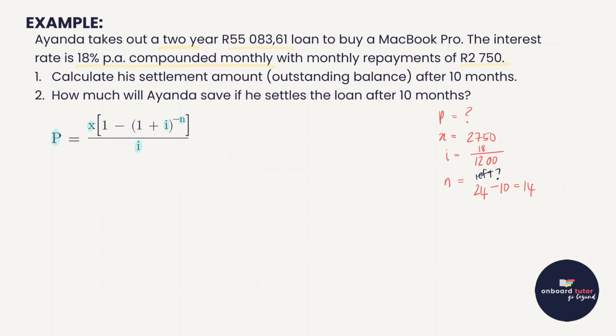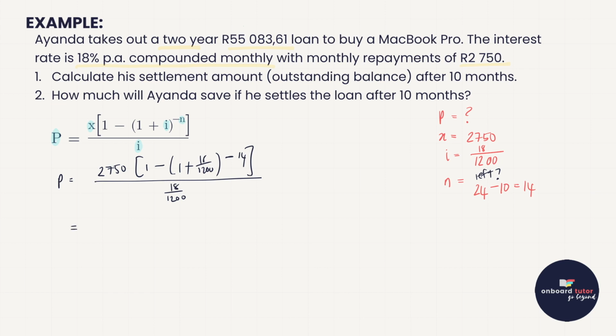Okay, then we're going to substitute that all into this beautiful formula. So in the place of x, 2,750 Rand, 1 minus 1 plus the interest rate there, 18 over 1,200, to the power of minus 14 now, the remaining term, divided by 18 over 1,200. Okay, and then we pop that all into the calculator. Check that you don't make any sign mistakes, or sometimes the calculator doesn't register all the zeros, so just double check all your typing before you hit the equals.